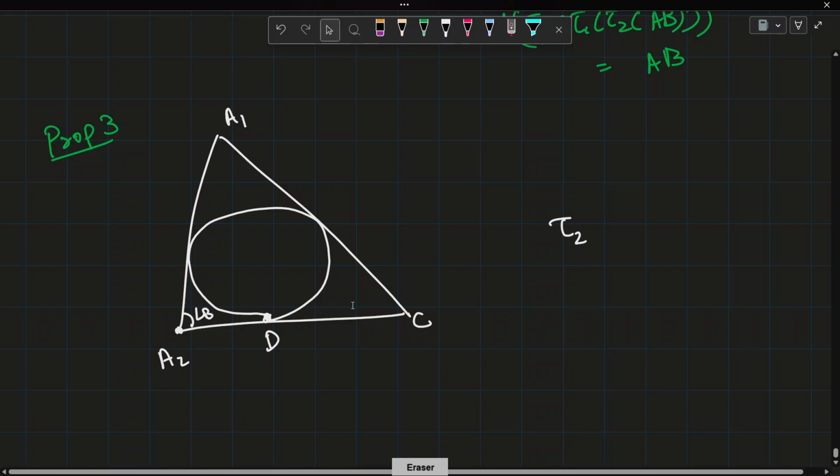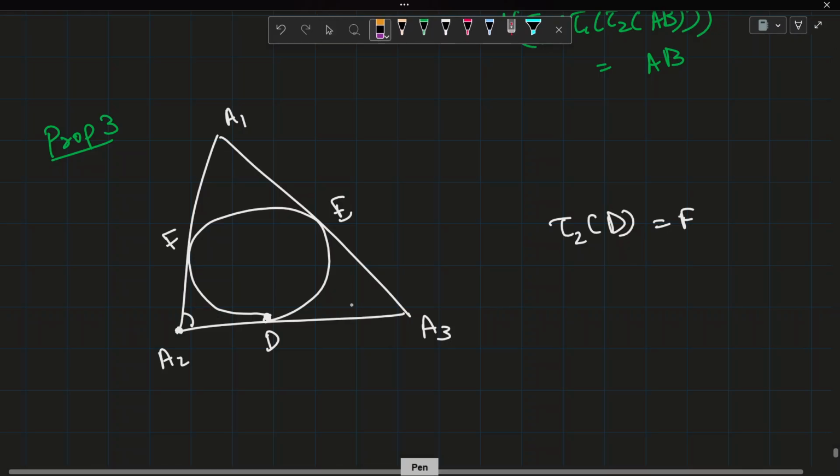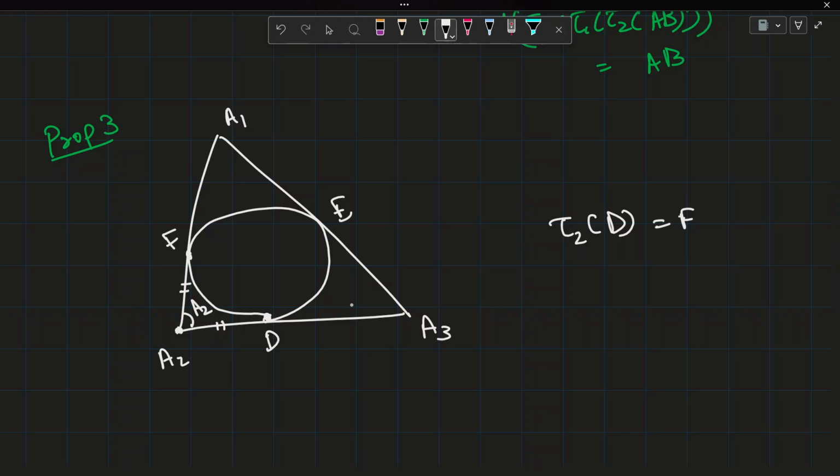A1, A2 and A3. So this is angle A2, and tau 2 of D, suppose we name this DEF. So it is very easy to notice that tau 2 of D will become equal to F. Why is this true? This is because we know that this line segment has equal length as this line segment because the lengths of two tangential segments are equal. And also we know that angle A2 is the angle between D and F. Hence, under the rotation at the center, suppose we center a rotation at A2 and we do it at angle A2, and this we define as tau 2.